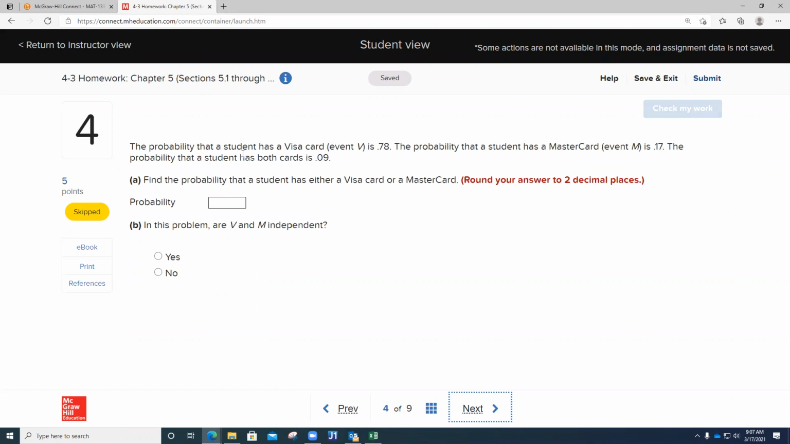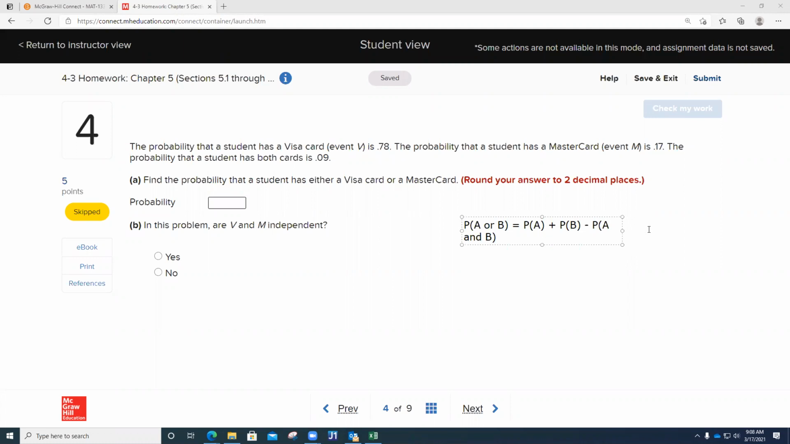All right, so the probability the student has a Visa is 0.78, the probability the student has a MasterCard, the probability the student has both. Has either, so this is an or problem, right? So again, you can prove these are independent. The formula you need here for or is the probability of A or B equals the probability of A plus the probability of B minus the probability of A and B.